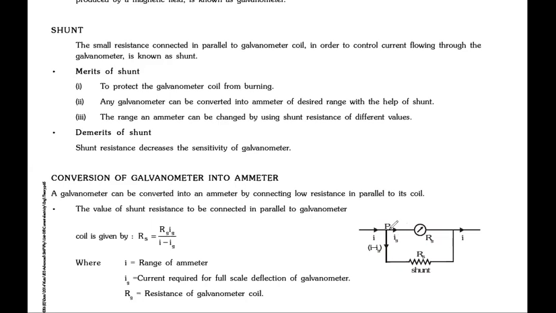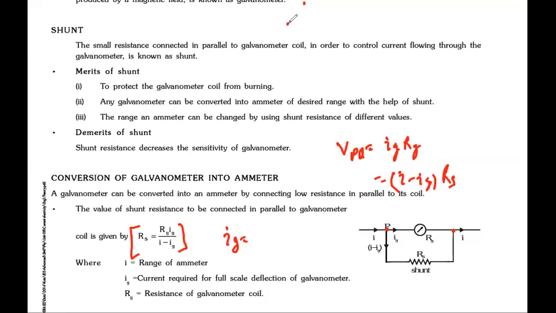Now, if you use the concept of KVL, Ohm's law, V_PQ is equal to IG into RG. And this is also equal to (I minus IG) into RS. Now, since both the potentials are equal, I can calculate RS is RG into IG by (I minus IG). Now, can you calculate IG also? Let us calculate. IG RG is equal to I RS minus IG RS.